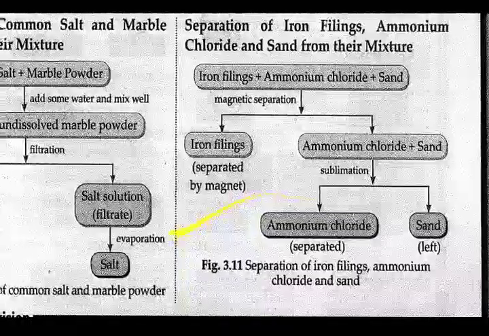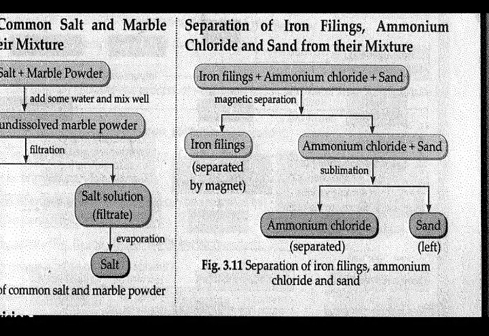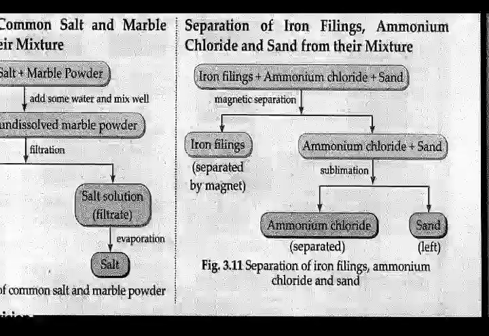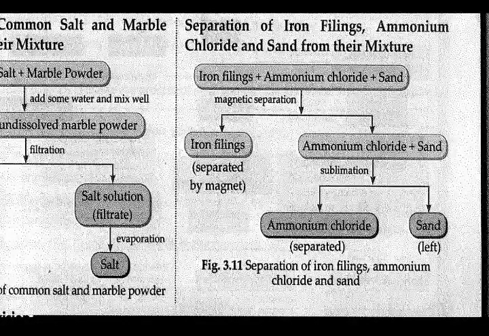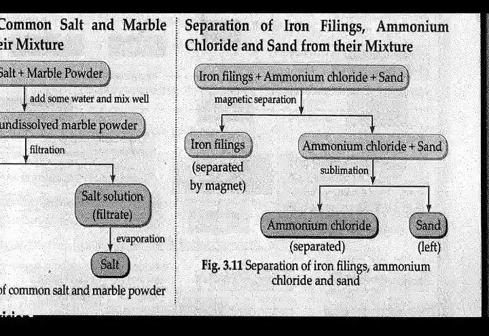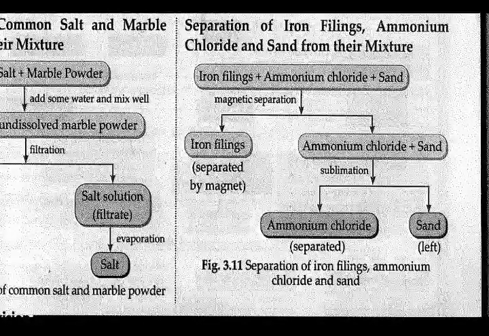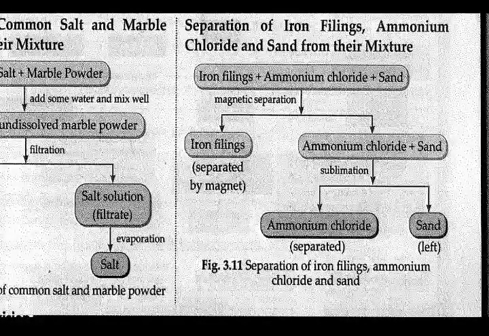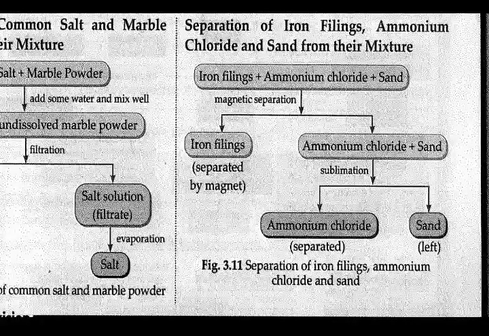Next, the mixture of iron filings, ammonium chloride and sand. The thing that strikes the mind is that it contains iron filings, so the first thing we will do to separate is use a magnet. We will use magnetic separation. All the iron filings stick to the magnet, and we are left with a mixture of ammonium chloride and sand.